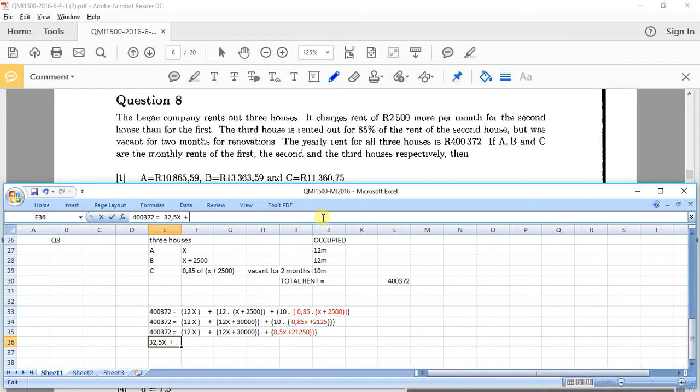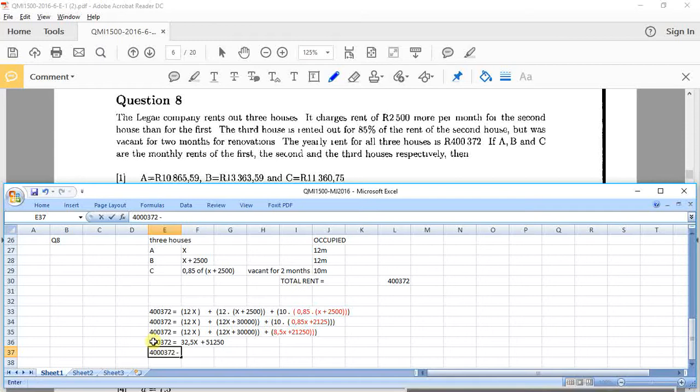Plus 30,000 plus 21,250 equals 51,250. Does that make sense? Okay. Add those x's together, add those numbers together. Okay, now take that across.